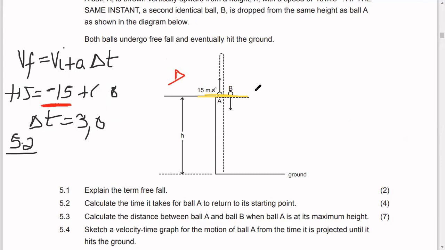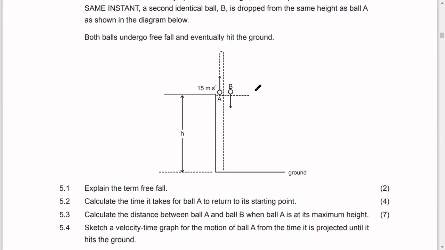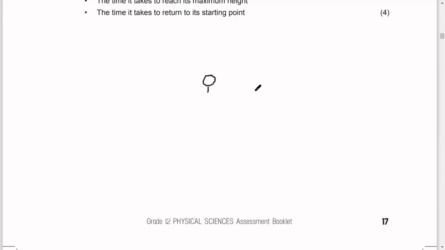And then moving on to 5.3, we want to know the distance between ball A and ball B when ball A is at its maximum height. This is a very interesting question. It has quite a lot of marks. Ball B is just falling, going that way. That's B. And then A is being thrown upwards. So you want to know the distance between the maximum height of ball A and the distance covered by ball B.